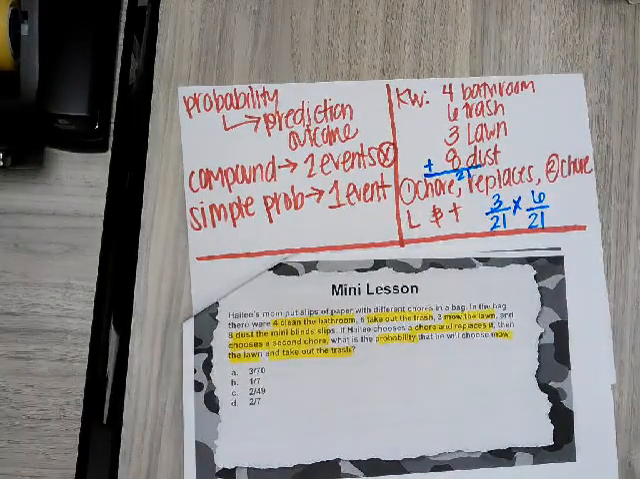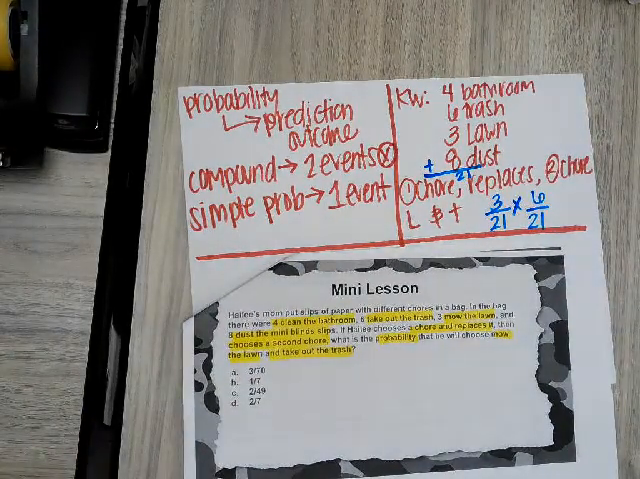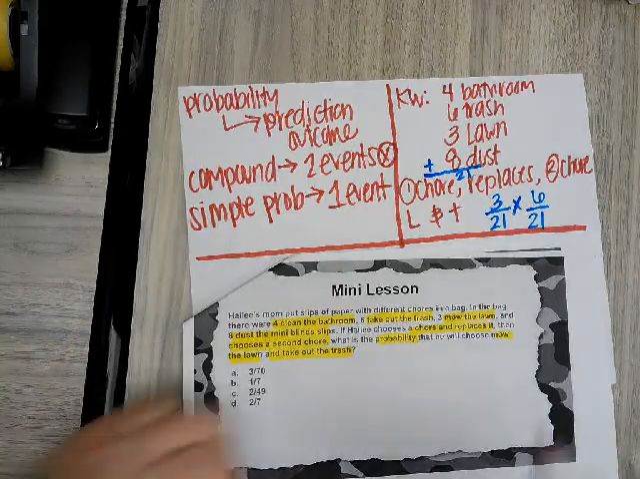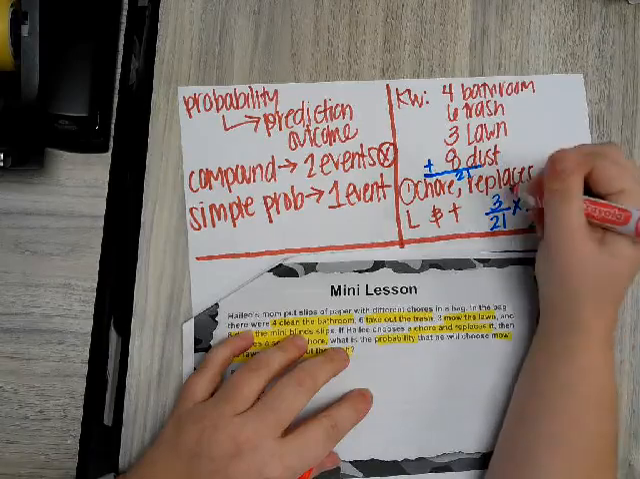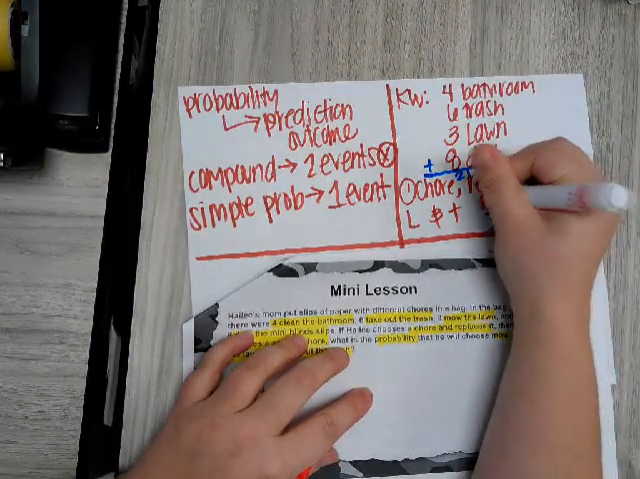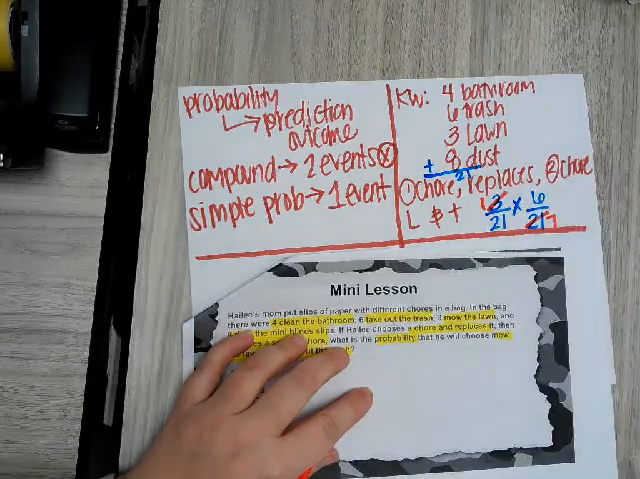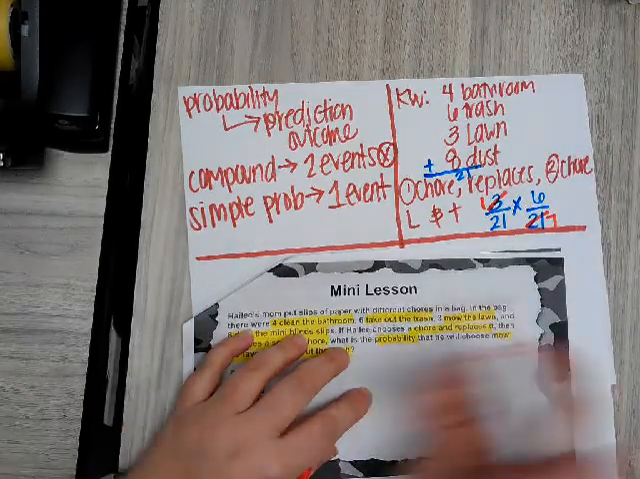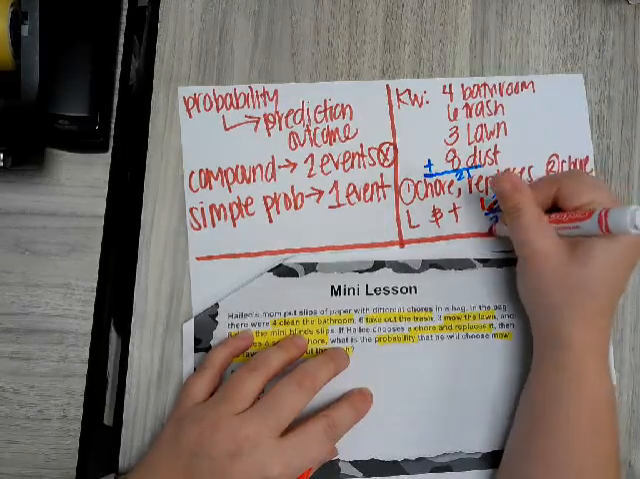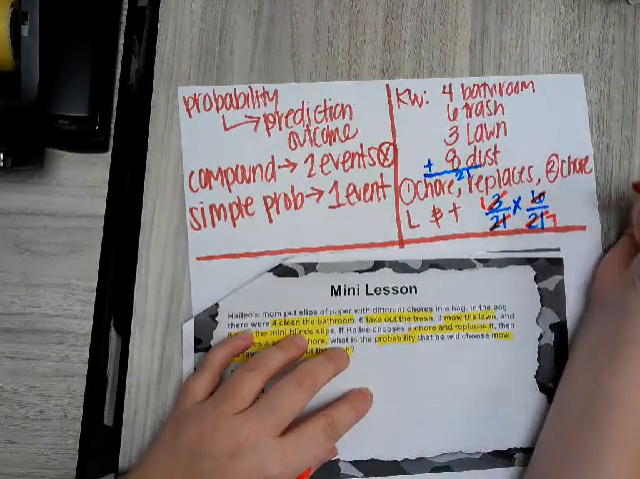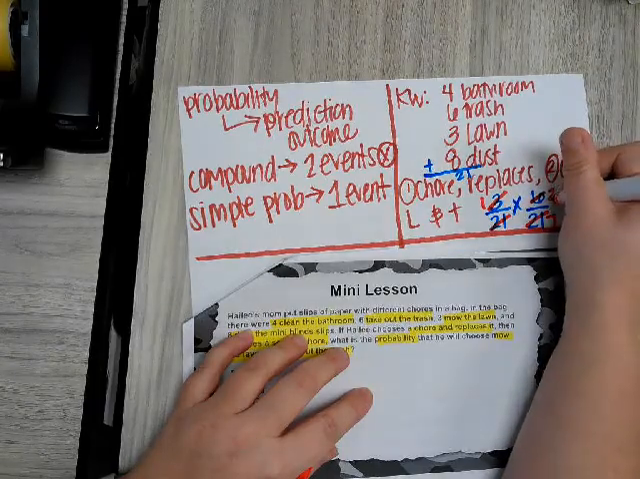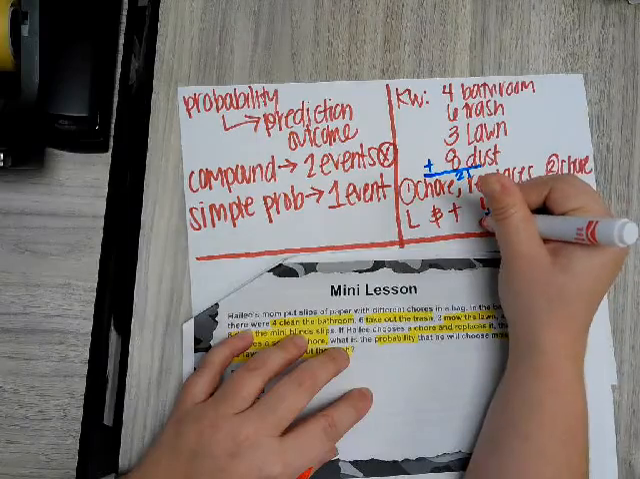Well, I have some big numbers here, so I'm going to go ahead and simplify them. What can I simplify with 3 and 21? I can simplify it by 3. That would be 1, and this would be 7. What can I simplify between 21 and 6? I can use 3. So 6 divided by 3 is 2. 21 divided by 3 is 7.